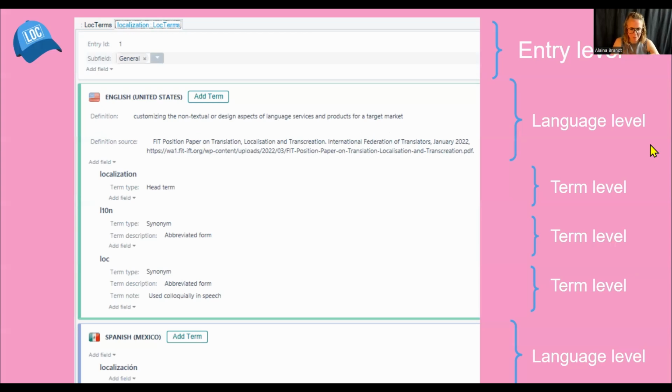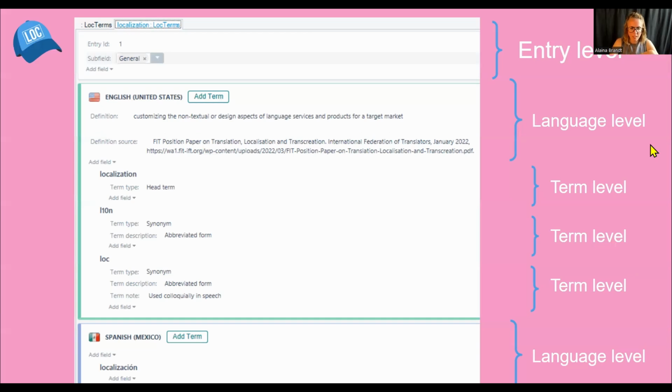The subject matter is collected at the entry level because it applies to all of the other information collected in the entry. That is, the information collected about the term at the language level will also be within the same subject field. The information collected at the term level will also be in the same subject field. So rather than in our terminology entry for a concept putting the subject field at every single level of the term base, we put it at the entry level because it applies to everything else in the entry through the principle of inheritance.